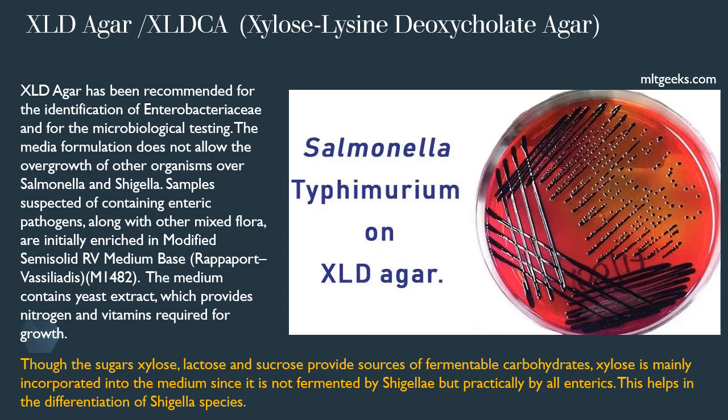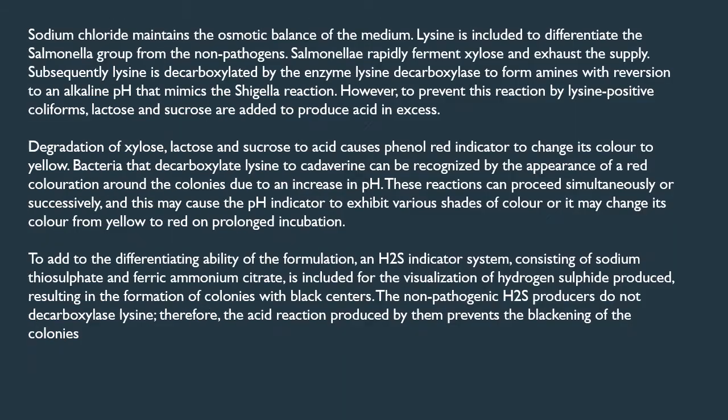The medium contains yeast extract, which provides nitrogen and vitamins required for growth. The sugars, which are xylose, lactose and sucrose, provide a source of fermentable carbohydrates. Xylose is mainly incorporated into the medium since it is not fermented by Shigella, but practically by all other enterics. So this helps in the identification of Shigella species. The medium contains sodium chloride, which maintains the osmotic balance of the medium. Then there is lysine.